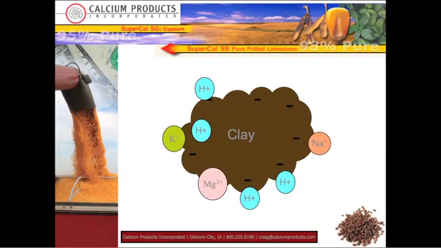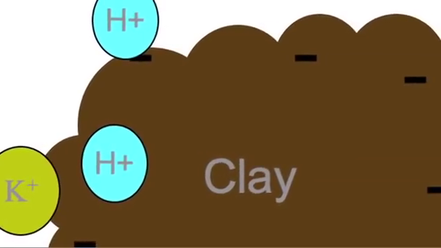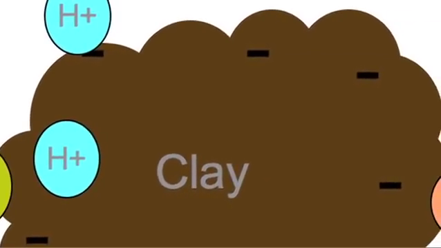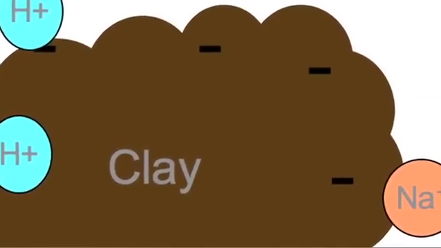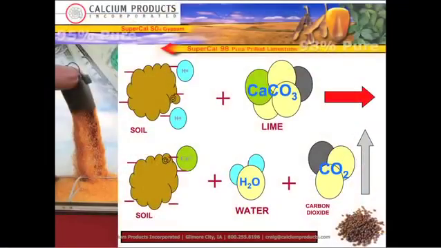In our fertilizer program, if we're only putting back nitrogen, we're only putting back hydrogen ions, and we drive that soil pH down quickly. We need to be replacing the potassium and the calcium that we're pulling off the soil particle. How limestone actually works is we have a soil particle with hydrogen ions attached to it.